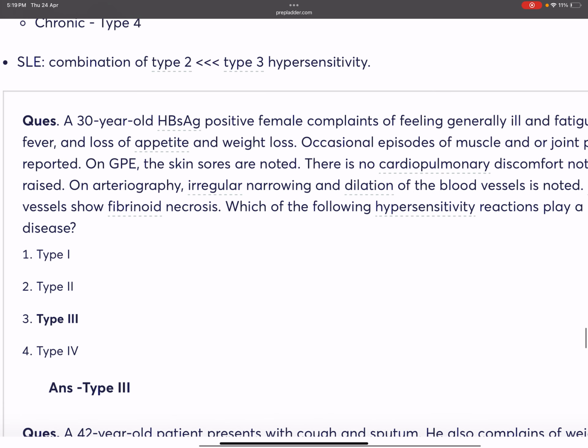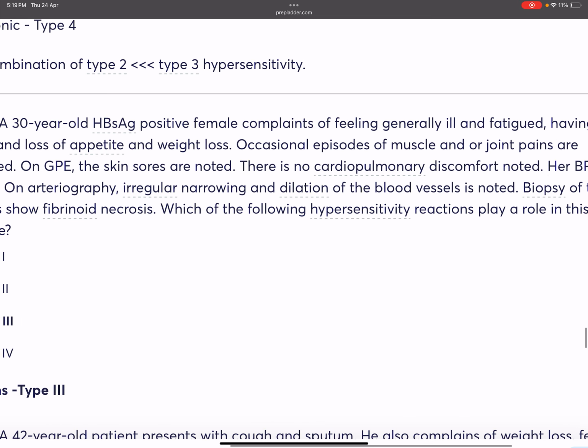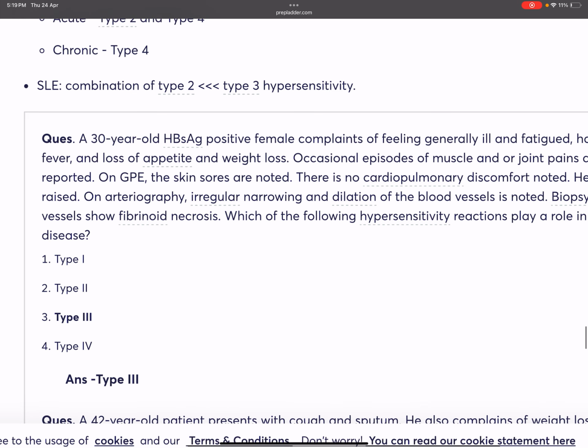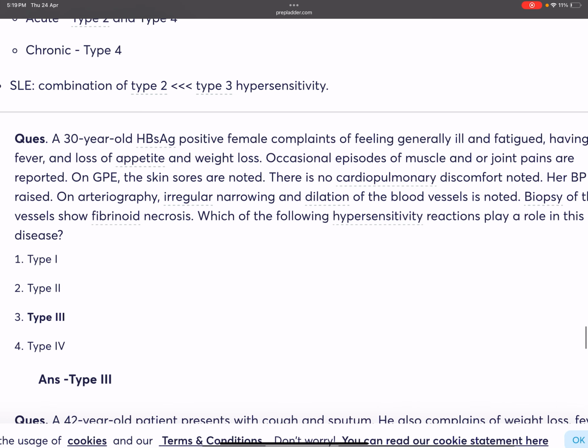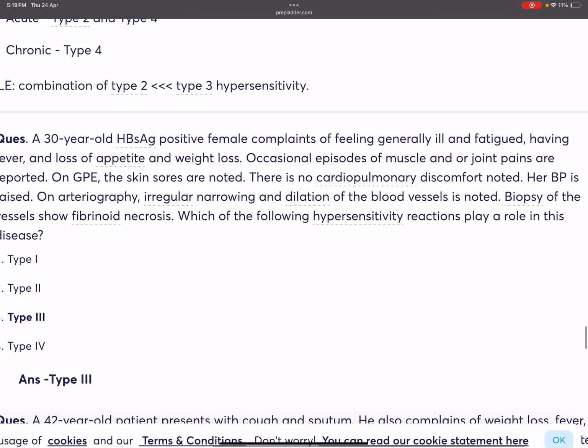A 30-year-old HBsAg positive female who is complaining about generally ill and fatigued, having fever and loss of appetite and weight loss. क्या हो गया है? वेट लॉस हो गया है, एपेटाइट लॉस हो गया है, खाना नहीं खा पा रही है, भूख नहीं लगती है, ज़्यादा इल रहती है, थकान हो जाती है. ठीक है. On GP, skin scores are noted. There is no cardiopulmonary discomfort. BP रेज्ड है, आर्टियोग्राफी हुआ, इरेगुलर नैरो आया, डायलेशन हुआ, ब्लड वेसल्स नोट किए, हमने बायोप्सी देखा.